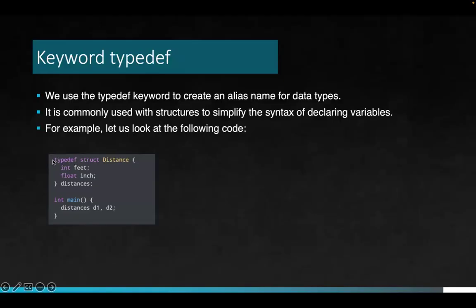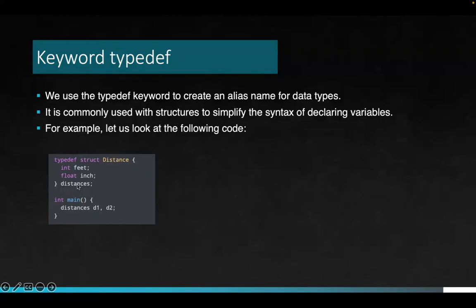The typedef is a keyword used to create an alias name for these data types. Now typedef, as we used for this structure, needs the struct keyword and the structure name. The structure name is Distance. Inside it are the variables int feet and float inch, and at the end you wrote Distance.